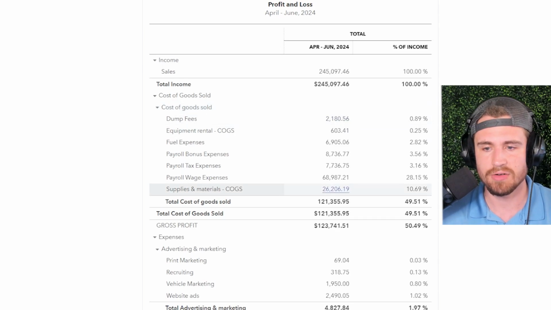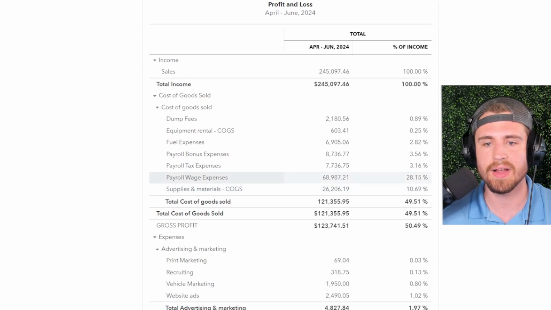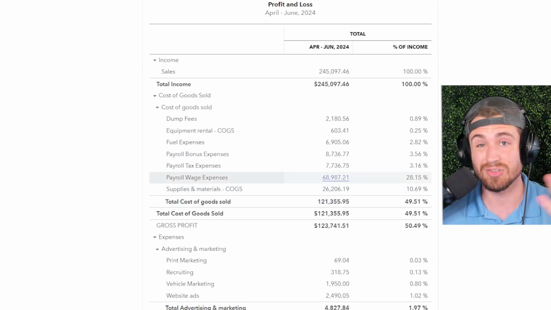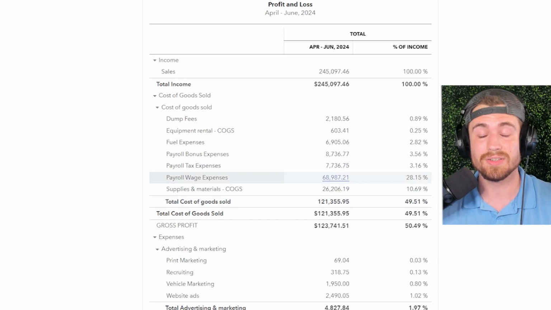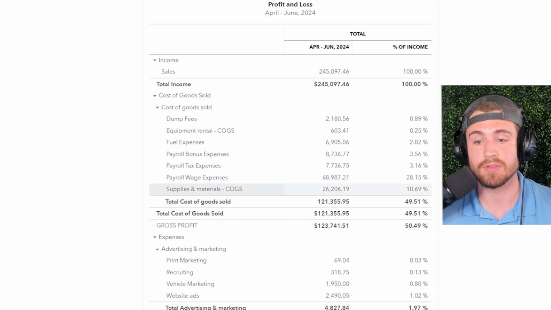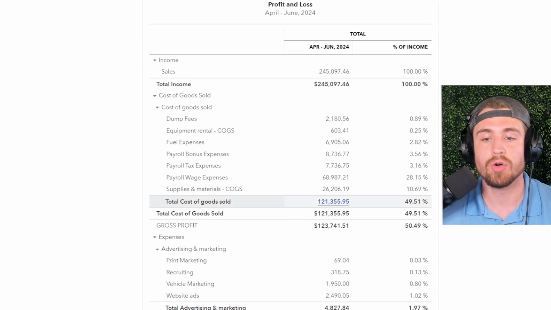And then supplies and material. This is generally around 10%. Again, not something you can really have much control over. You can get a better deal on supplies and whatnot, but it's not a huge deal as long as you're not massively overpaying. Now, COGS, you can see overall $121,000 of the $245,000 is cost of goods sold.